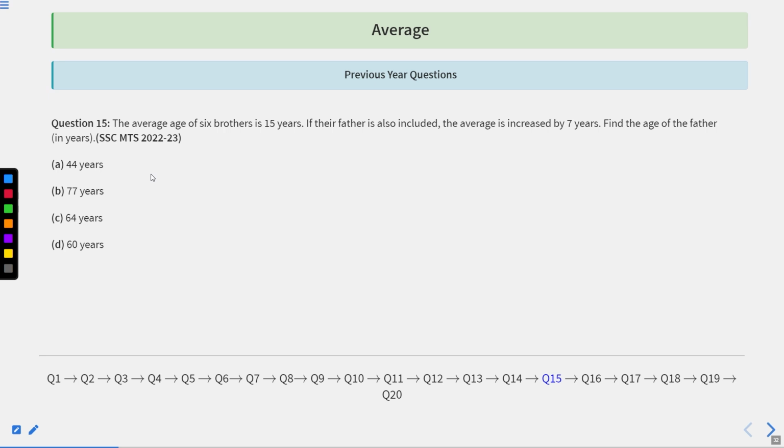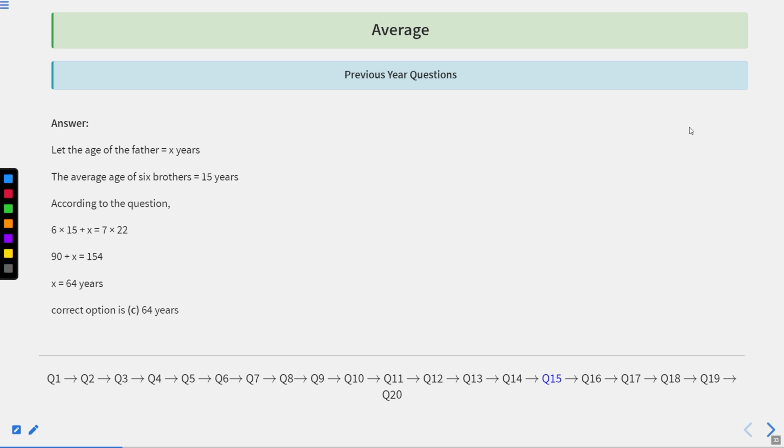Moving on to problem number 15. The average age of 6 brothers is 15 years. If their father is also included, the average age is increased by 7. Then find the age of the father in years. So let us suppose the age of the father be X years. The average age of 6 brothers is 15 years, already given in the question. So according to the question, 6 into 15 plus X equals 7 times 22.